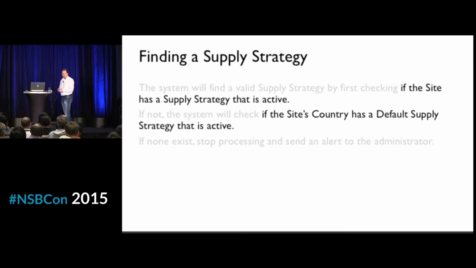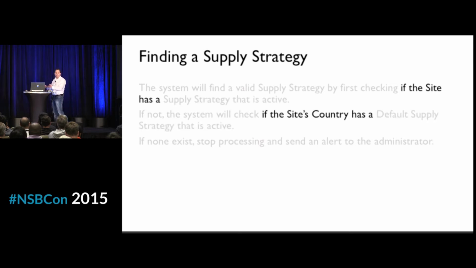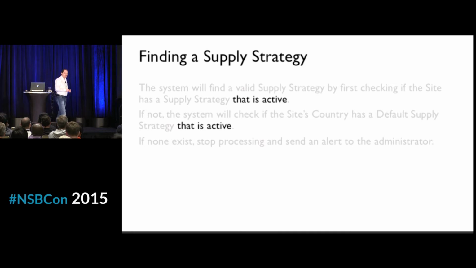The first part, if the site has A, and if the site's country has A. These are relationship existence checks. The second part, that is active, these are status checks. Who's received requirements like these before? So these are fairly standard requirements.